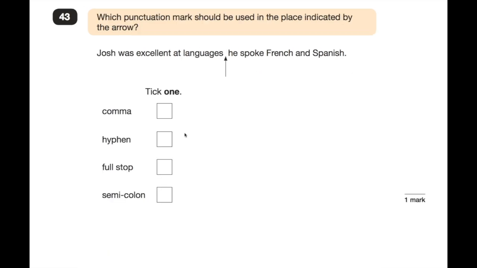Number 43, which punctuation mark should be used in the place indicated by the arrow? Josh was excellent at languages, he spoke French and Spanish. Now, that last bit there, he spoke French and Spanish, is relative to Josh's excellent skills at languages. It's an extra bit of information. So, when we're adding extra information, we can use a semicolon.